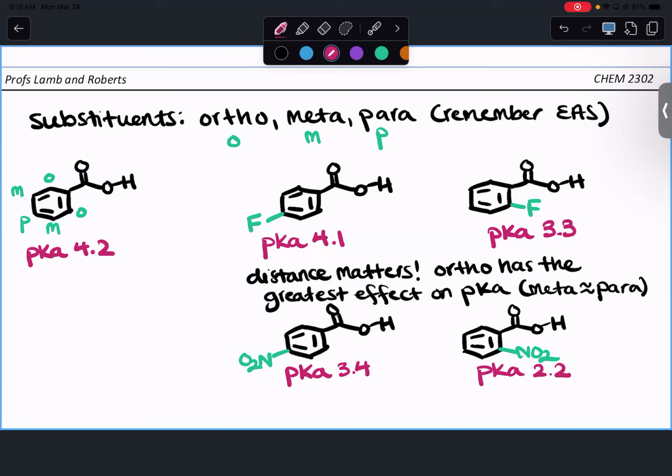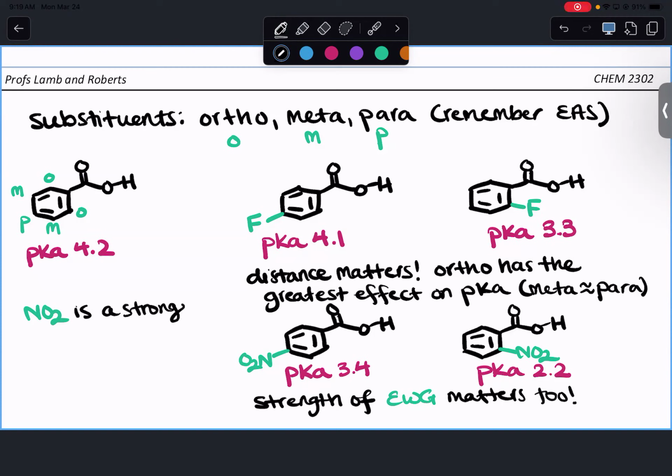Okay, great. Now this confirms once again the fact that distance does matter, but now a nitro group is actually more electron withdrawing than a fluorine group. So that means that the strength of your electron withdrawing group matters as well. Okay, and remember that works because a nitro group is a stronger electron withdrawing group than a fluorine.